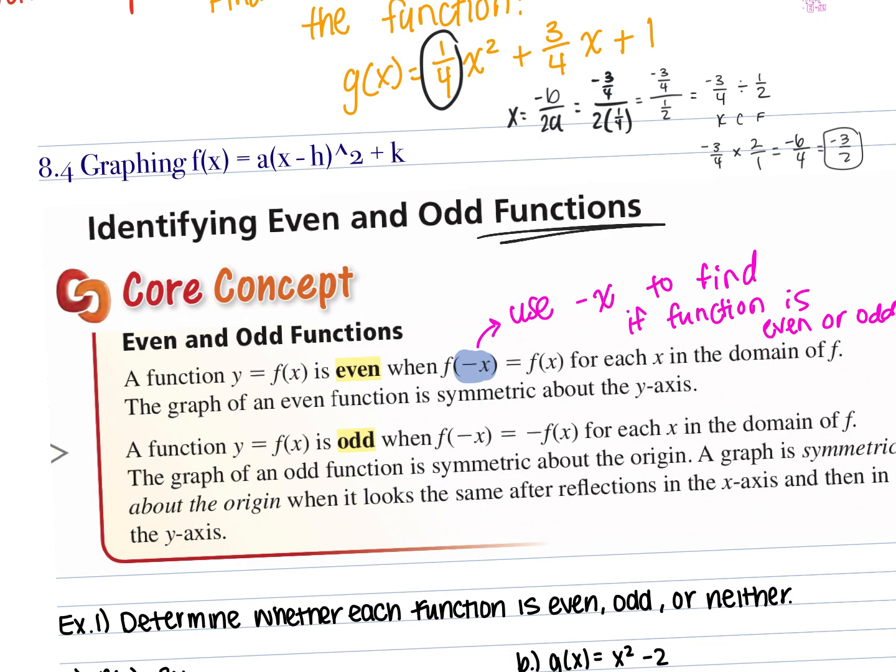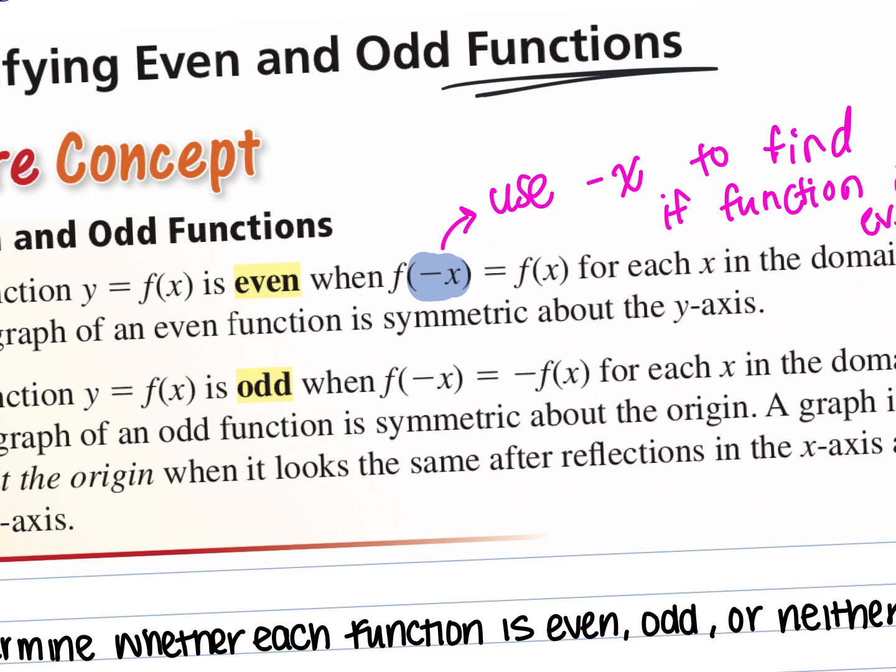When we talk about functions, even functions are ones where if you plug in negative x where x is in your function, it will not change the function at all. It will remain the exact same. So plugging in negative x for f of x will result in getting f of x. Again, circle that right there, okay? That is for even functions.